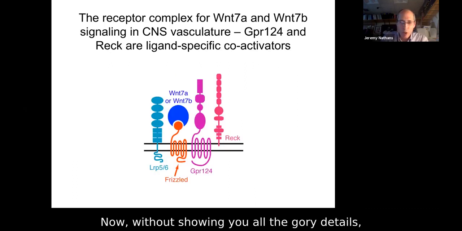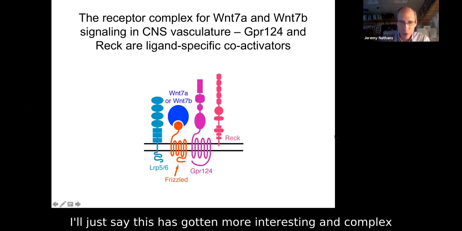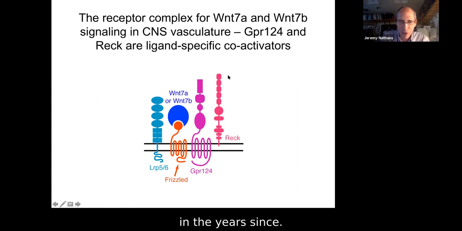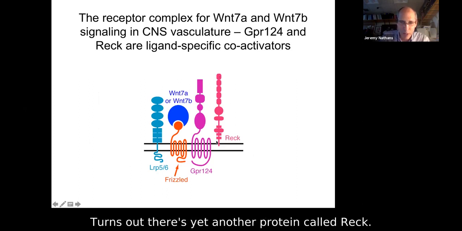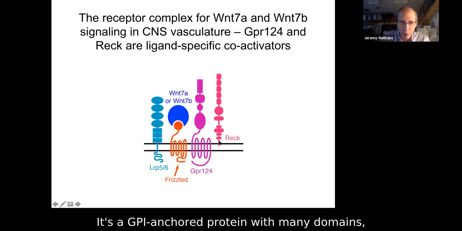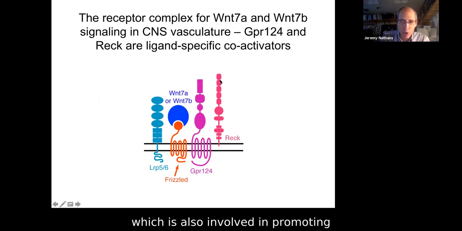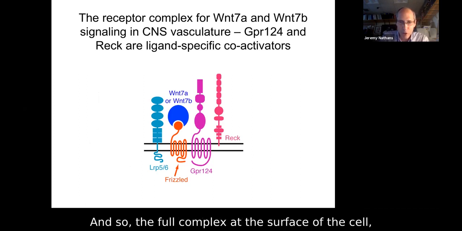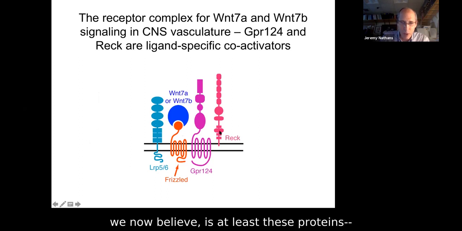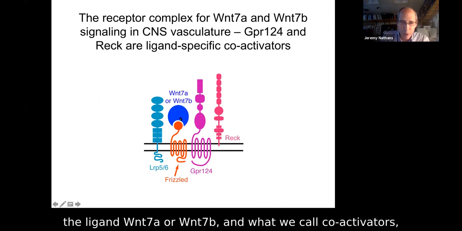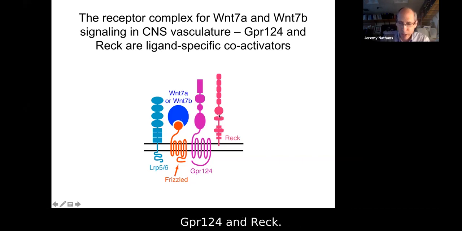Now, without showing you all the gory details, I'll just say that this has gotten more interesting and complex in the years since. Turns out there's yet another protein called RECK. It's a GPI-anchored protein with many domains, which is also involved in promoting Wnt7a and Wnt7b signaling. And so the full complex at the surface of the cell, we now believe, is at least these proteins: the co-receptor LRP, the receptor Frizzled, the ligand Wnt7a or Wnt7b, and what we call the co-activators, GPR124 and RECK.